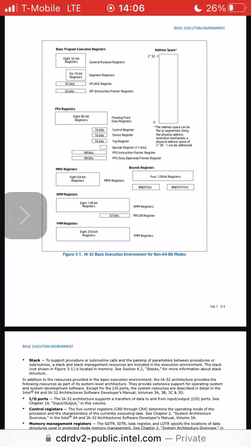The execution environment described here includes memory, the address space, general-purpose data registers, segment registers, the flag register, and the instruction pointer register. 3.1 Modes of Operation. The IA-32 architecture supports three basic operating modes: Protected Mode, Real Address Mode, and System Management Mode. The operating mode determines which instructions and architectural features are accessible.